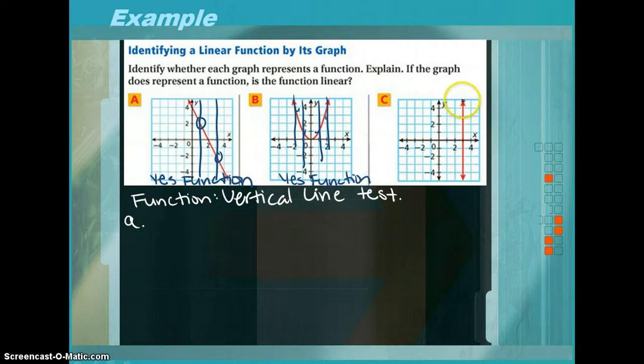And then last but not least, you'll notice that the last one is a vertical line. Because it is a vertical line, it is not a function.